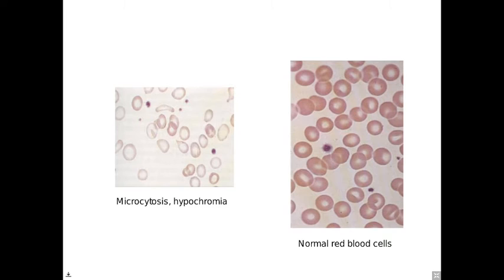Here are the examples of the peripheral blood smear. On the right, we can see normal red blood cells. On the left, we can see microcytosis and hypochromia. As we can see, the size of the red blood cells is decreased, the form is being changed, and the general size is small. So we speak about the later stages of iron deficiency usually.